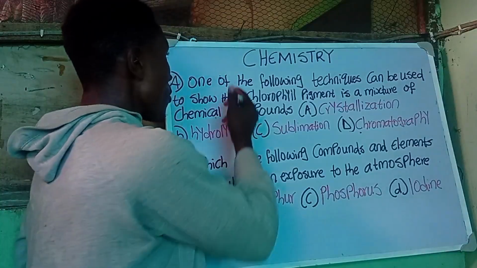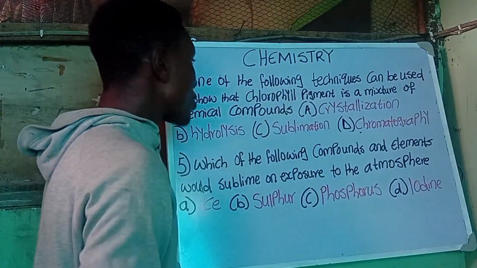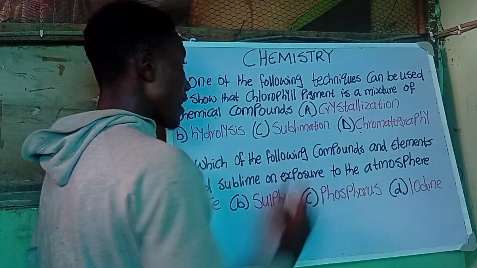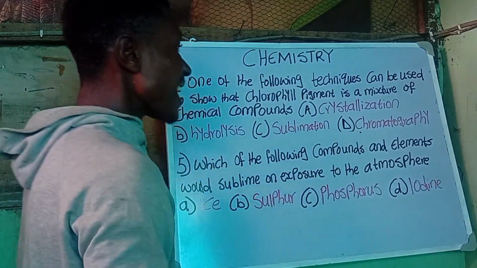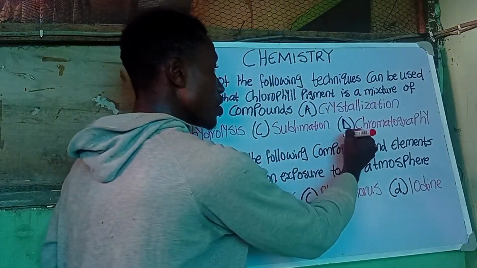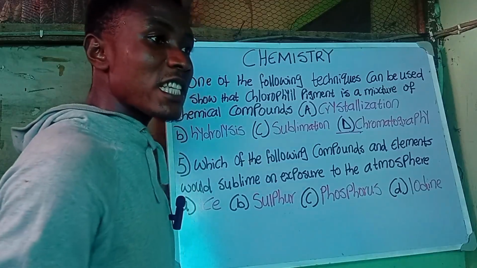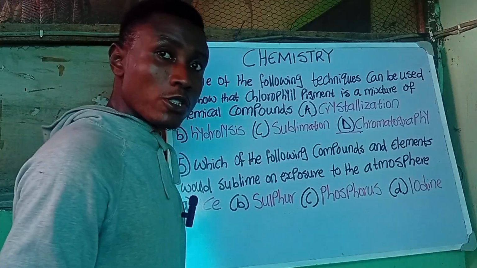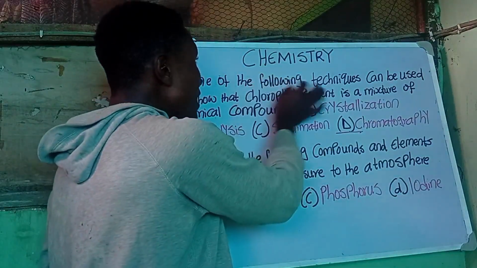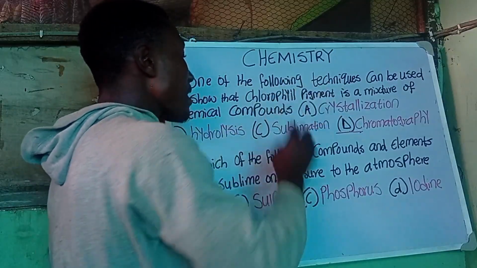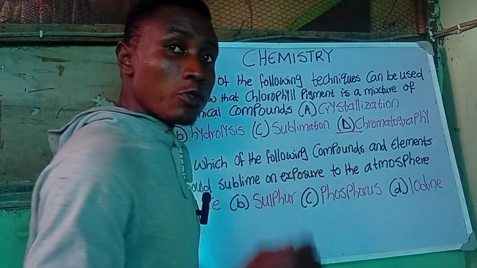Question number 4 says, one of the following techniques can be used to show that chlorophyll pigment is a mixture of chemical compounds. We have A, crystallization, B, hydrolysis, C, sublimation, and D, chromatography. The correct answer there is D, chromatography. Now, what is chromatography? Chromatography is a separation of mixtures. One mixture will get one spot. So the technique that can be used to show that this chlorophyll pigment is a mixture of different chemical compounds is chromatography.